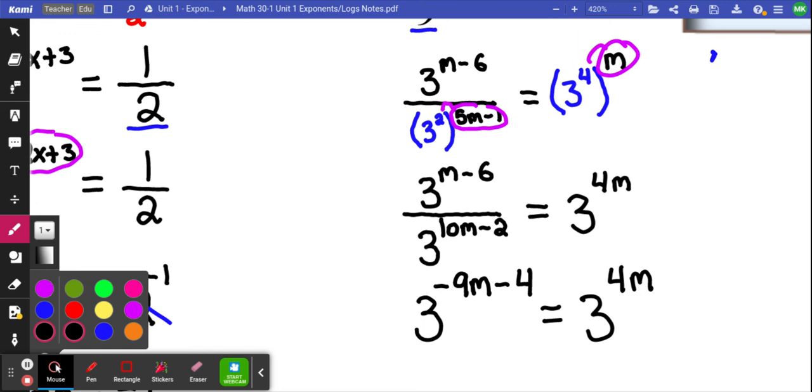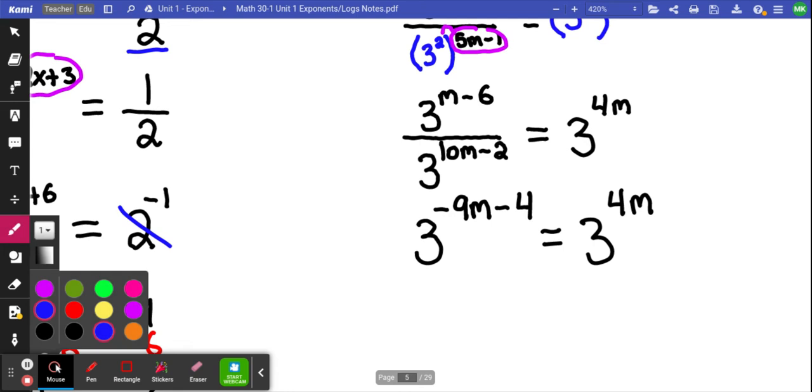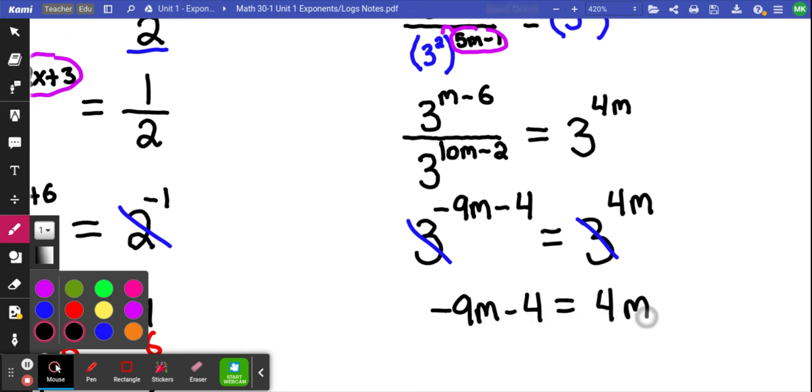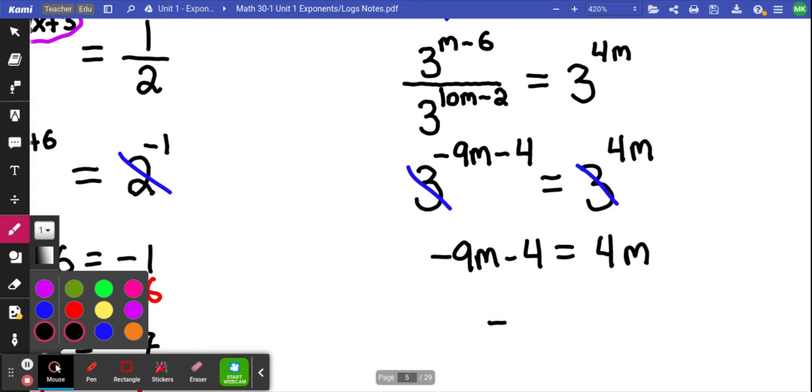You've got like bases. 3's are gone. You got negative 9m minus 4 equals 4m. You do some magic. You get negative 4 over 13.